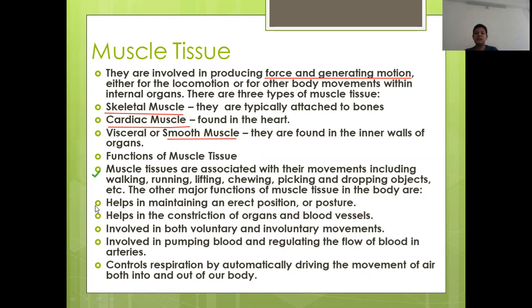Muscle tissue helps in maintaining an erect position or posture, helps in constriction of organs and blood vessels, is involved in both voluntary and involuntary movements, is involved in pumping blood and regulating the flow of blood in arteries, and controls respiration by automatically driving the movement of air both into and out of our body.